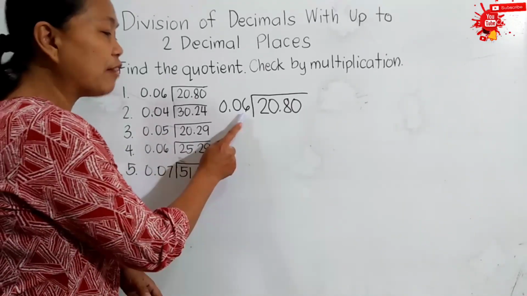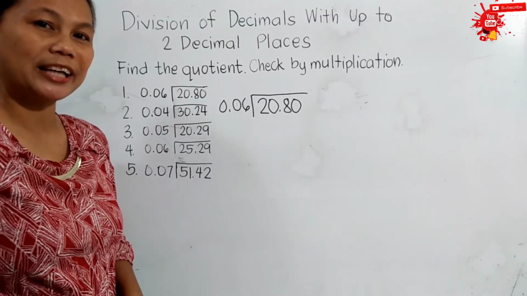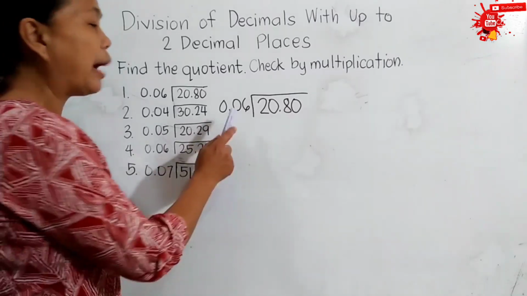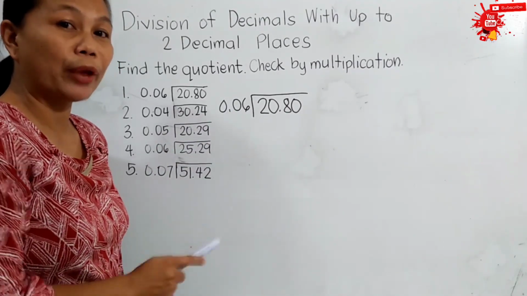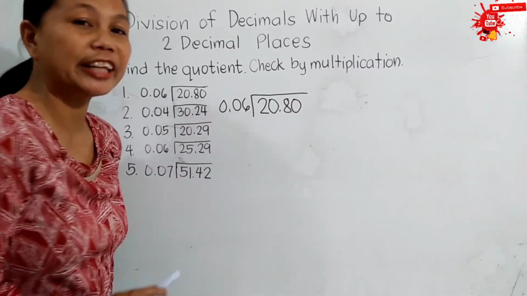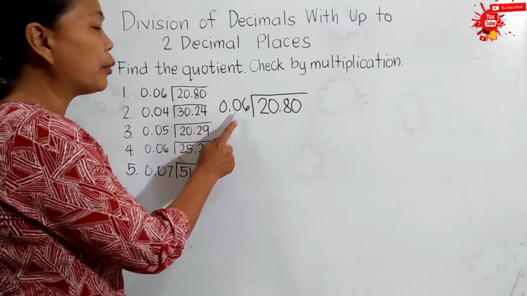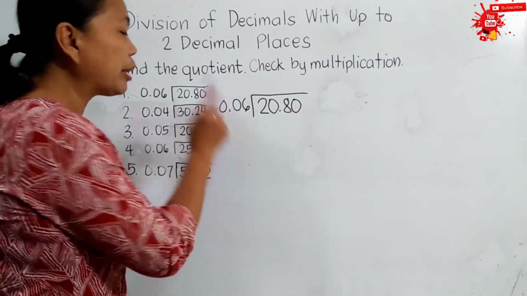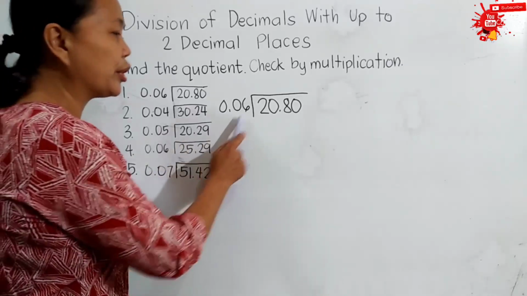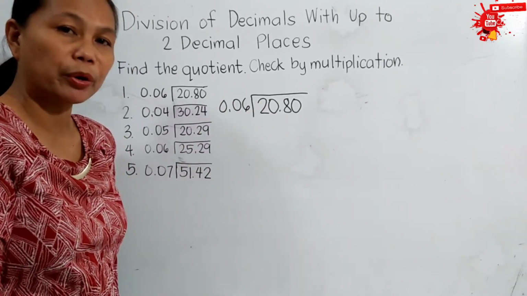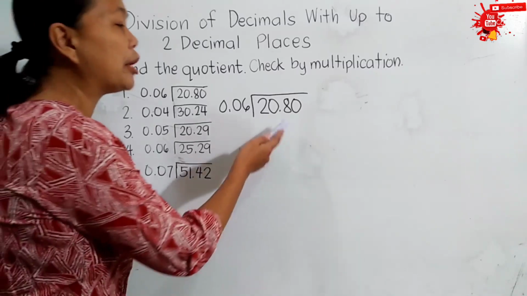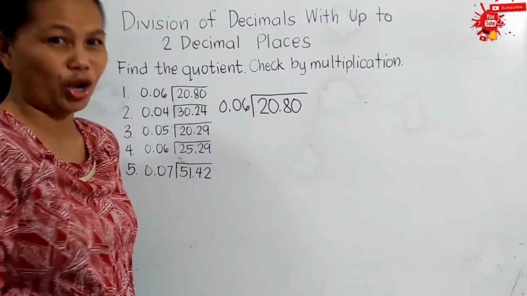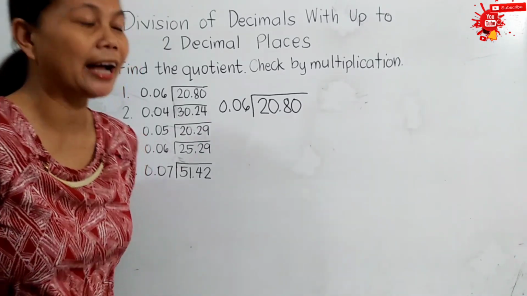Dapat daw, ang divisor natin, yung number na nasa labas ng division symbol, ang tawag natin doon ay divisor. So, dapat daw yung divisor ay gawing whole number. At paano natin gagawing whole number yon? Kailangan daw, i-multiply natin siya by the power of 10. So, kung ano yung minultiply natin na power of 10 sa divisor, yun din yung i-multiply natin na power of 10 sa dividend. So, pag sinabi naman nating dividend, ito yung number na nasa loob ng division symbol. Maliwanag ba yon mga bata?